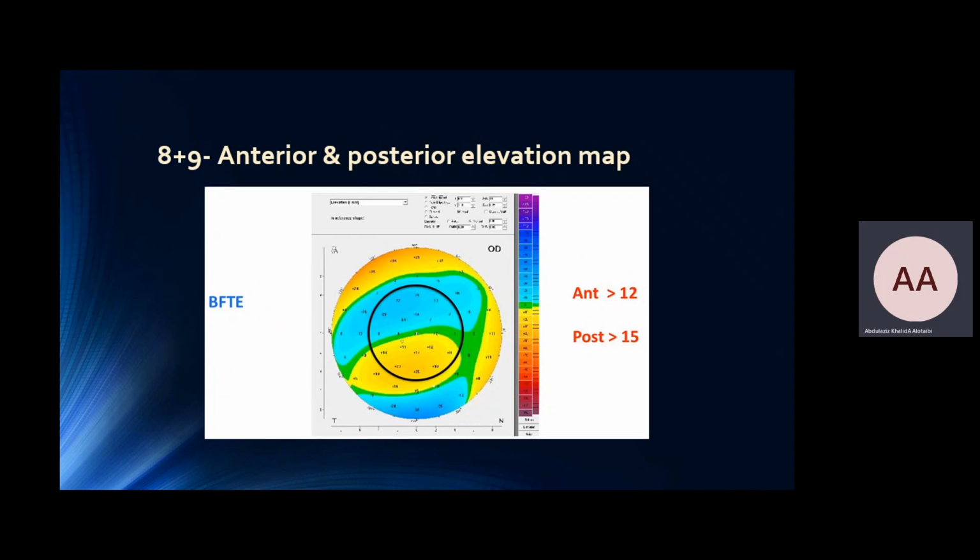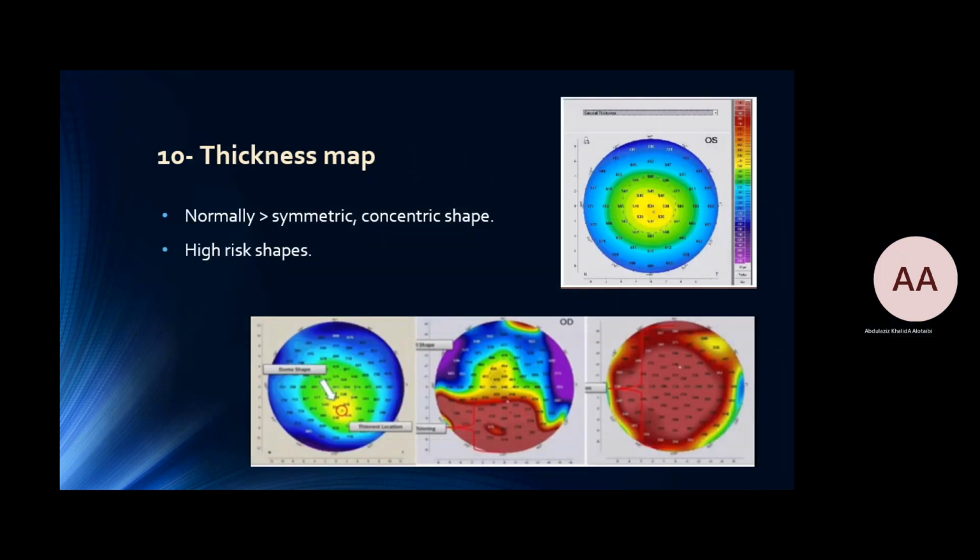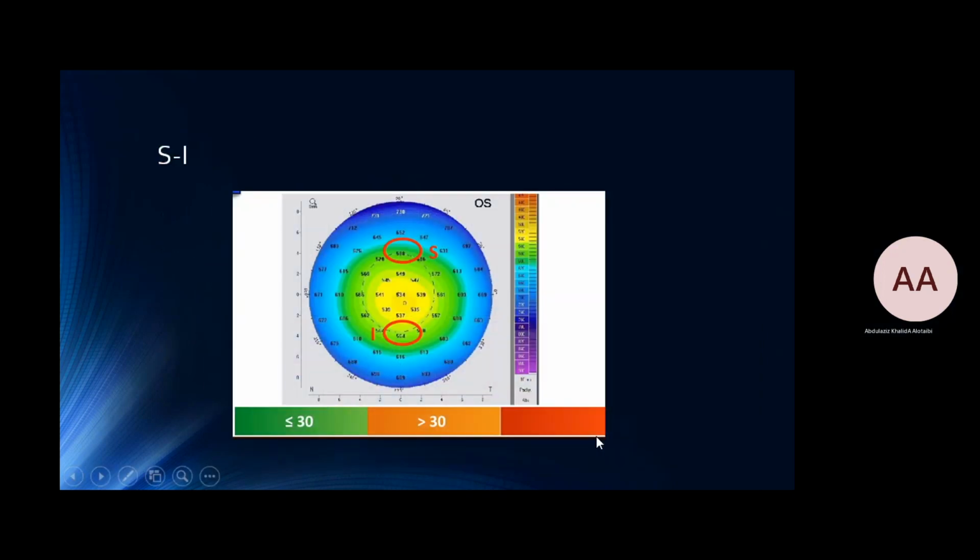Now, anterior and posterior elevation maps using fit toric ellipsoid. If the anterior elevation is more than 12, it is considered abnormal, and posterior elevation more than 15 is considered abnormal. Thickness map shapes should normally be a symmetric concentric shape. High-risk shapes, as we mentioned, include displaced cone, bell shape, and generalized thinning. Superior-inferior difference in corneal thickness within the 5 mm zone should be less than 30 microns.